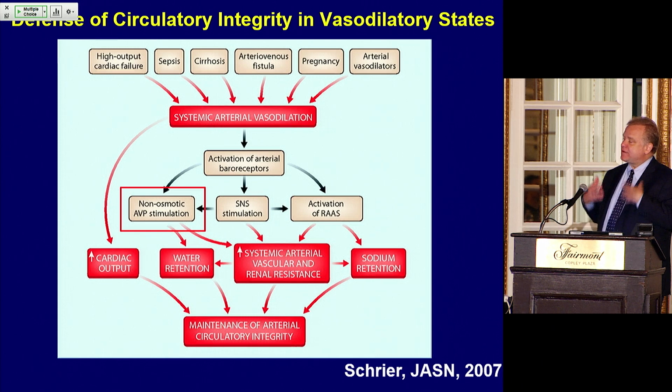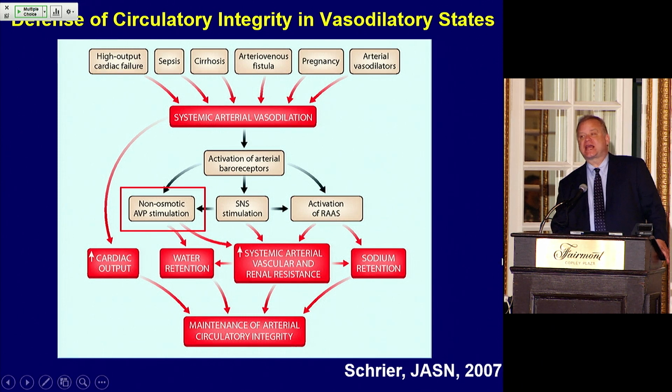The same set of mediators get turned on in cirrhotics, and in other cases where you have a primary vasodilation that turns on the same sets of mediators and causes both an increase in vasopressin and water reabsorption, but also all these other neurohumoral activators.